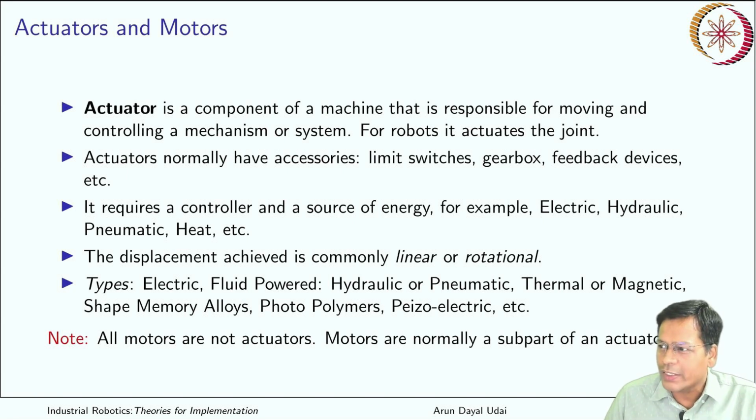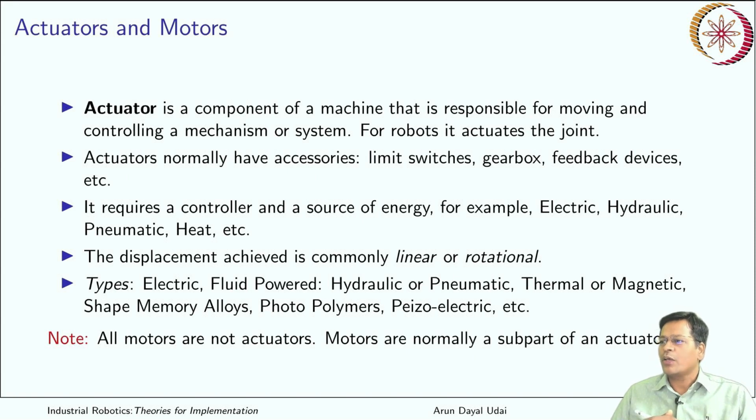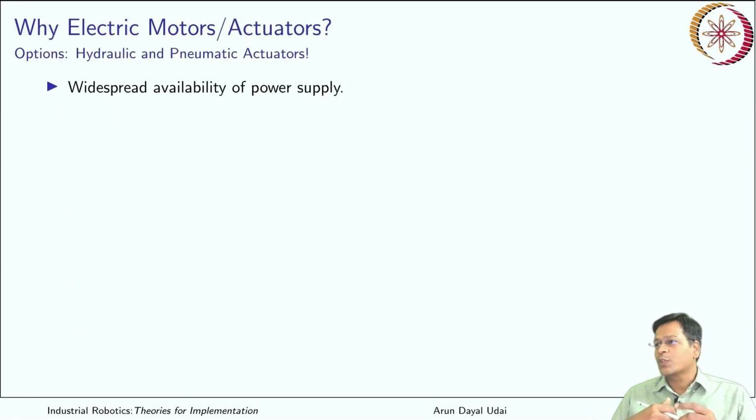Okay, so with all these kinds of actuators, not all motors are actuators. Motors are normally a sub part of an actuator, residing inside the actuator, right? So a motor along with its accessories like limit switches, gearbox, feedback devices and all is called an actuator. So now you know the difference here. So why electric motors as actuators? Because there are other options we have, that is hydraulic or pneumatic actuators.